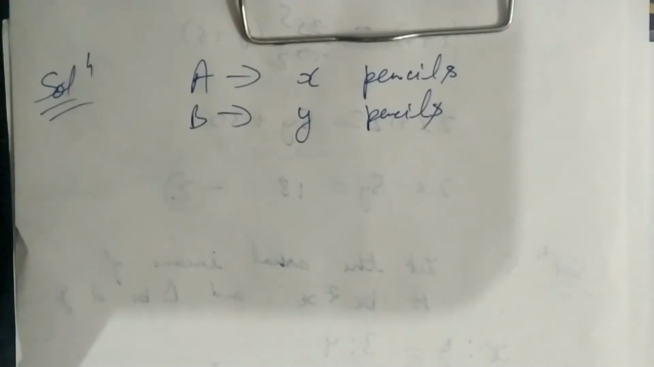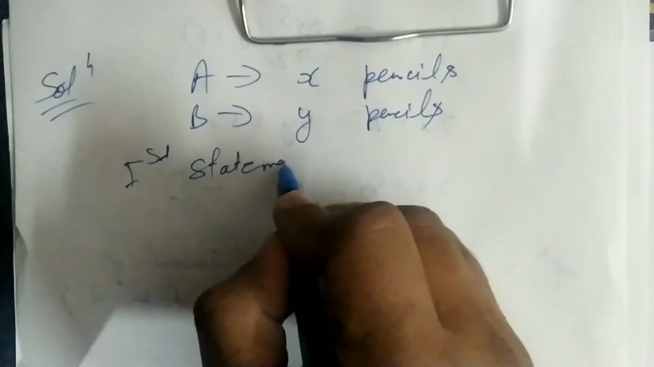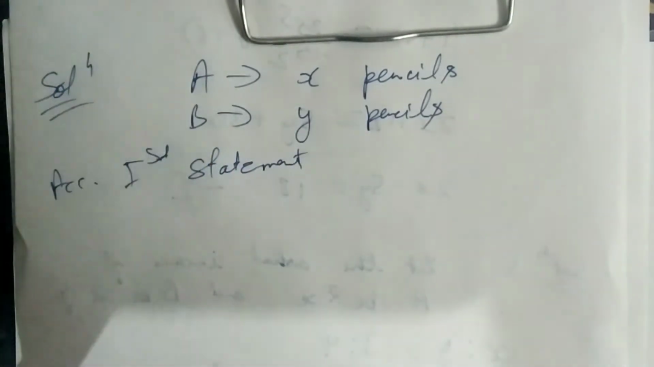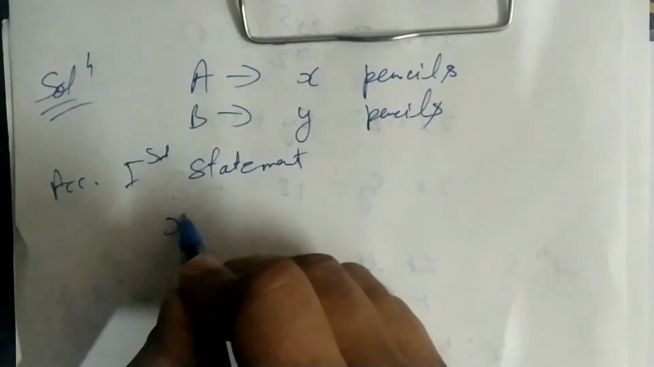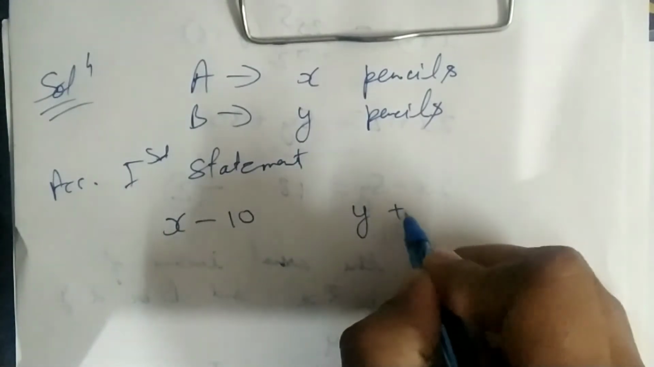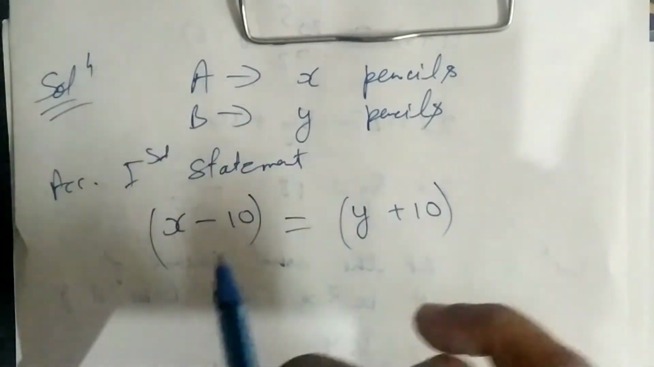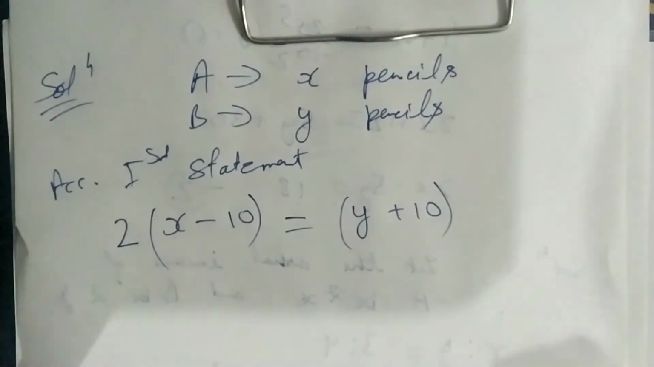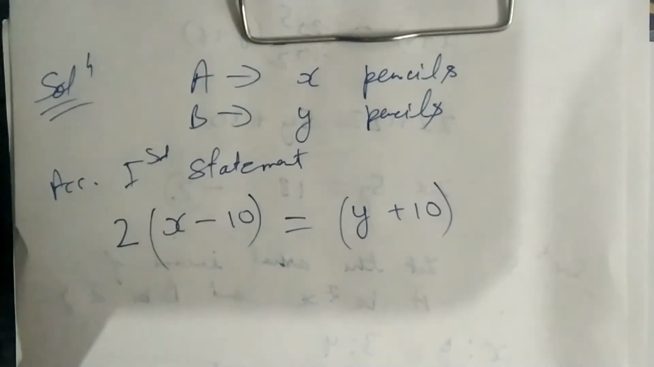Okay, according to the first statement, if A gave 10 pencils to B, B will have twice as many pencils as A. A gave 10 pencils to B, that means X minus 10. B gets 10 pencils, that means Y plus 10. Now B is having twice as many pencils as A, so we multiply by 2.